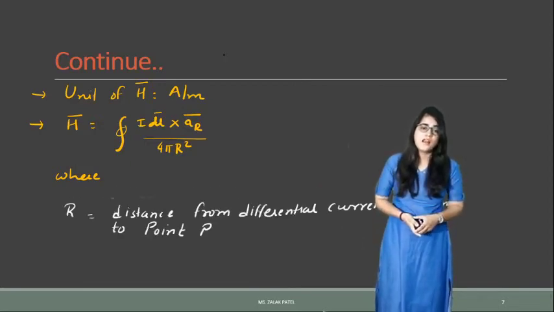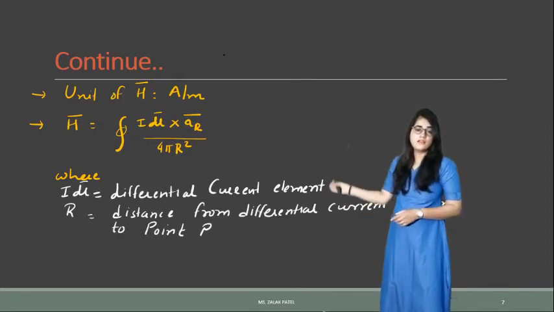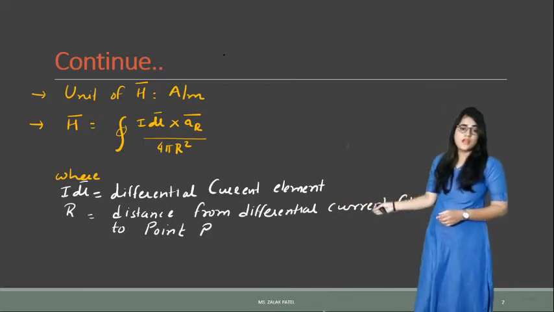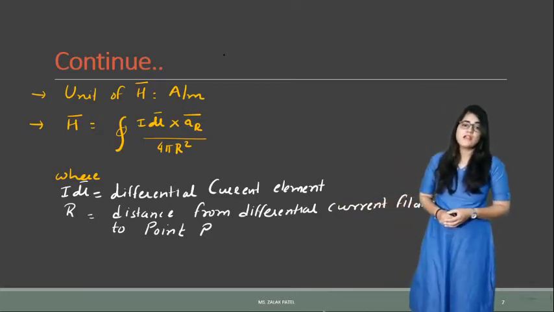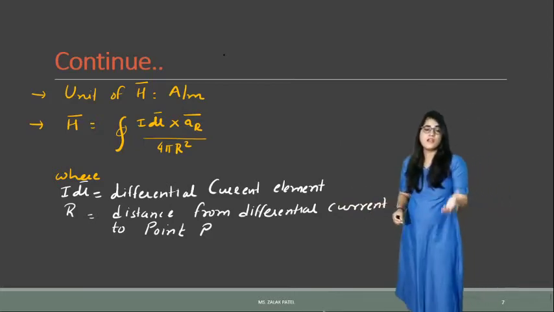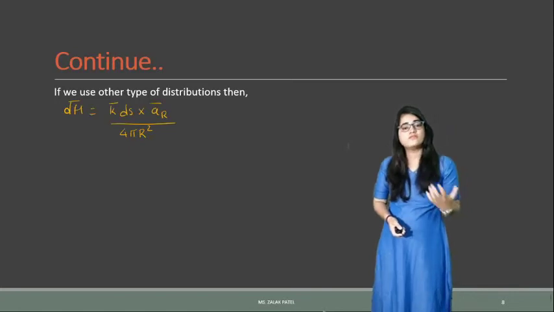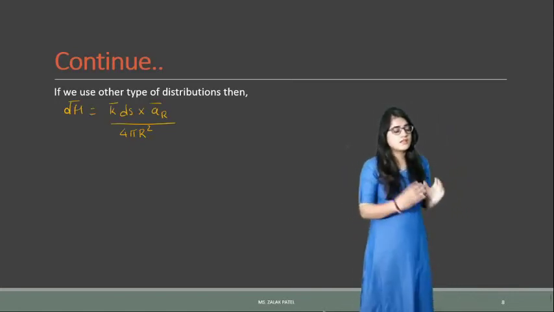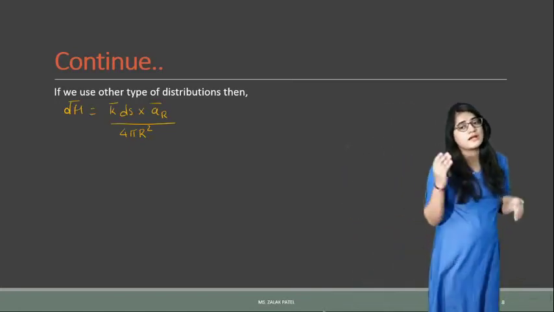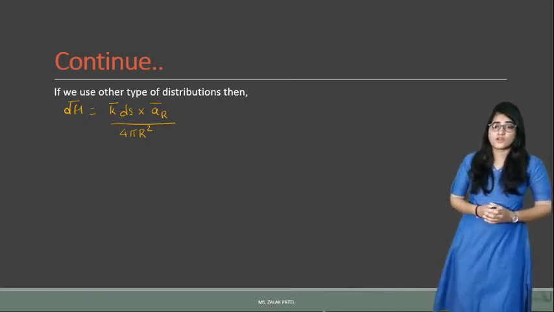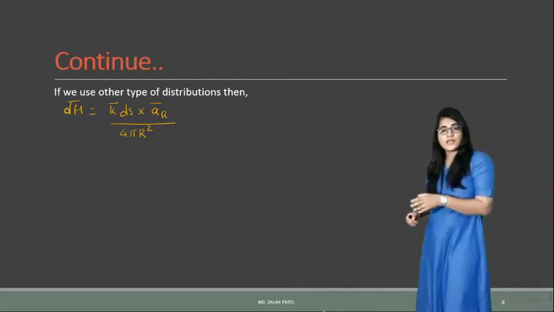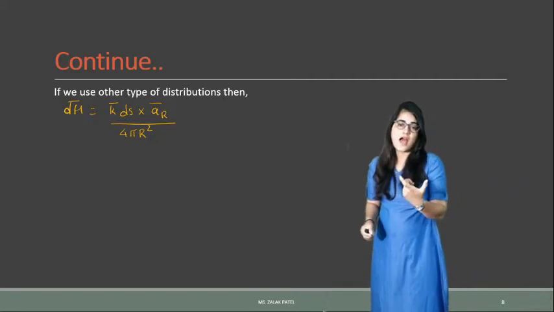I dl cross aR upon 4 pi r square. These are the terms that I already said: I dl is the differential filament and r is the distance between the filament and point P. So now we can also write this equation in terms of other distributions, like in the case of the surface current we can also write, and in the case of volume current distribution we can also write. So in all the three cases you have to replace that particular I dl.